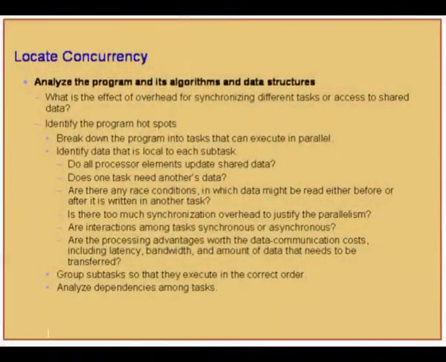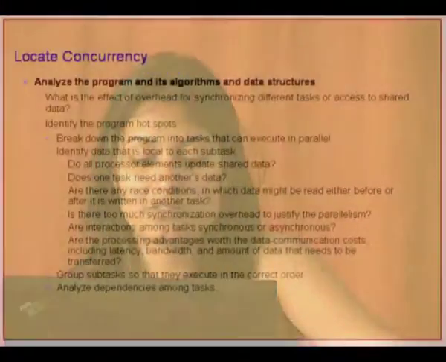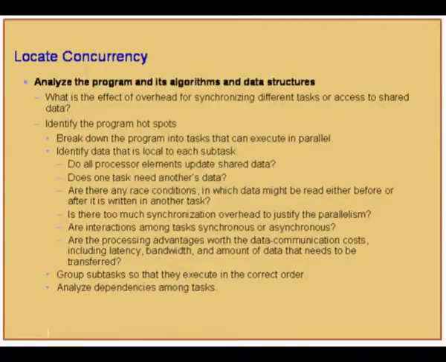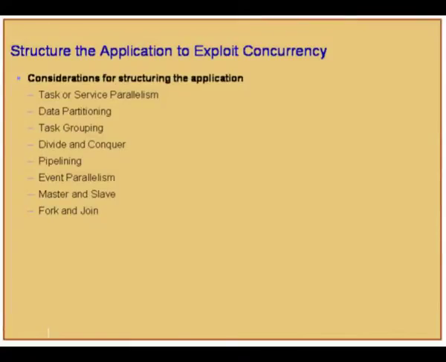So, do all processor elements update shared data? Is there any shared data? The shared memory usage in their data. Does one task need another task's data? Are there any race conditions where the data might be read before the other process wrote it back? Is there too much synchronization overhead? Are the interactions among tasks synchronous or asynchronous? And then the processing advantages, are they worth the data communication cost? So observe all these things to locate concurrency, and then structure the application to exploit the concurrency.